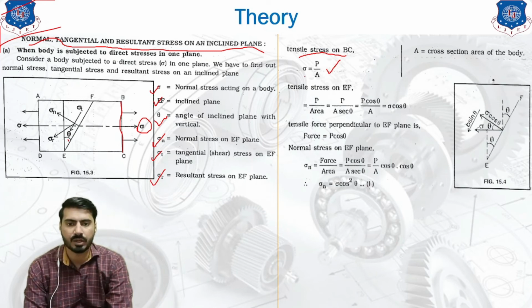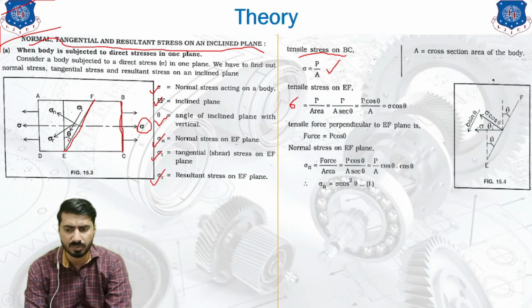So now what we are going to do is find out the tensile stress on the EF plane, because that's what we need. Instead of the BC, we need an EF plane. So the EF plane is over here, as you can see. This is our EF plane. And now what is required is we are going to use the same formula. What is the same formula? That is sigma equals P by A, or force upon area.